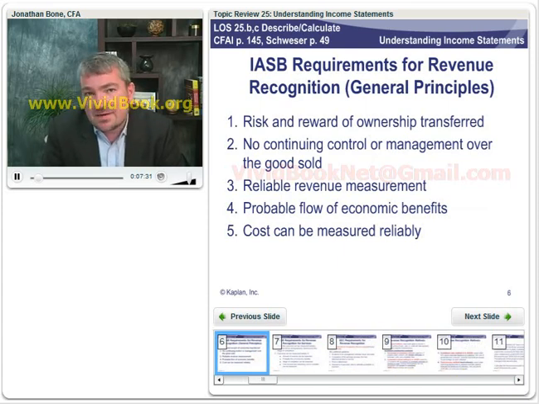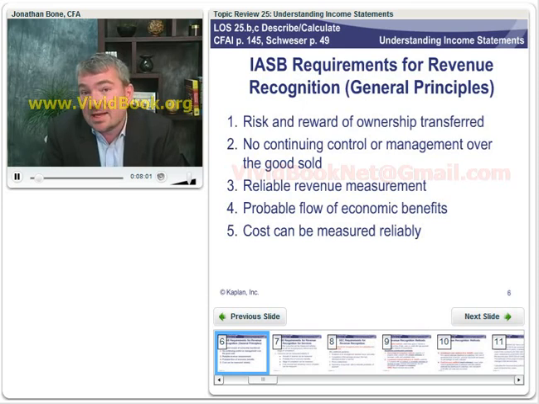Okay, so first of all, let's start off with international accounting standards and look at the requirements in order to record a sale. So the first one is the risk and reward of ownership should have transferred from the seller to the buyer. In which case, point 2, the seller should have no continuing control or management over the goods sold. In other words, that should all now vest with the buyer. We need to be able to have reliable revenue measurement. So in other words, we can put a reliable dollar value on the sale that we've made.